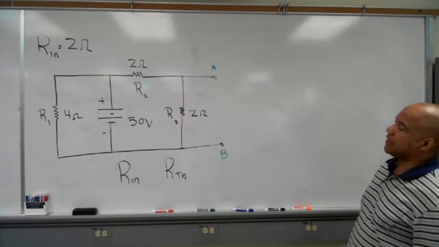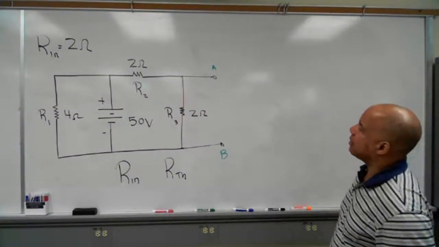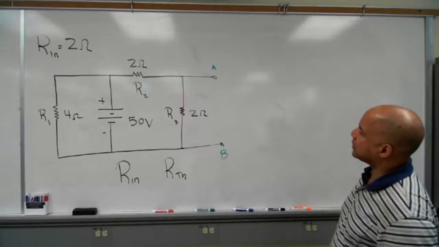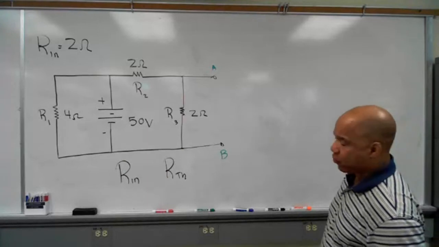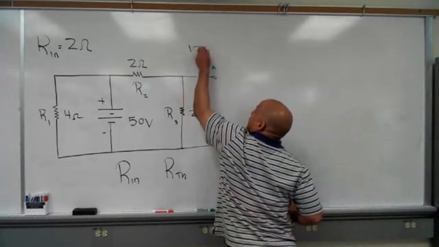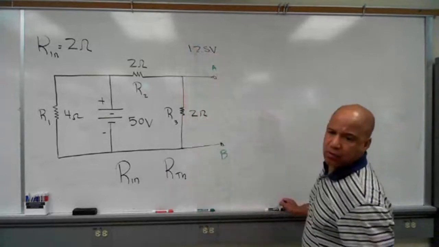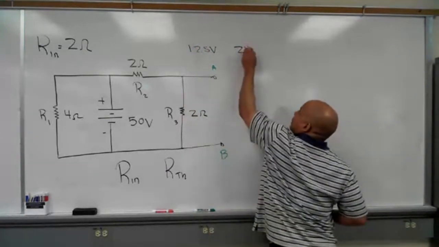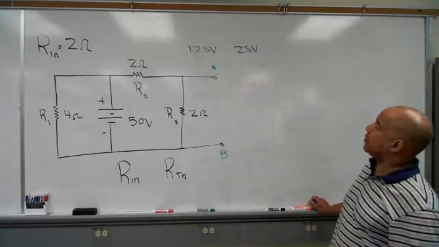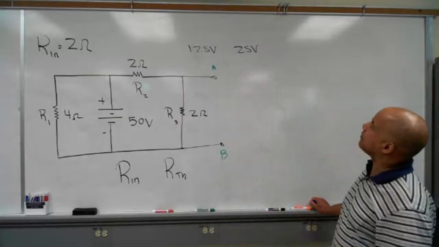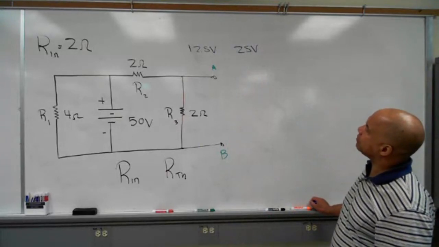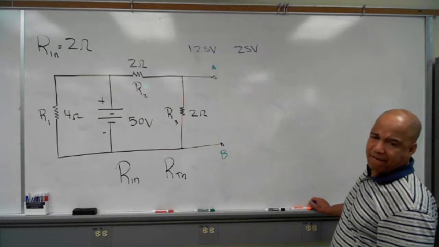When you get your value for VTH, go ahead and text it to me, or send it to me, and let me see what your values are. 12.5. Somebody got 12.5. 25. If you got something different, then send that to me. If you got the same number, you don't have to send it. We got 12.5, we got 25 so far.